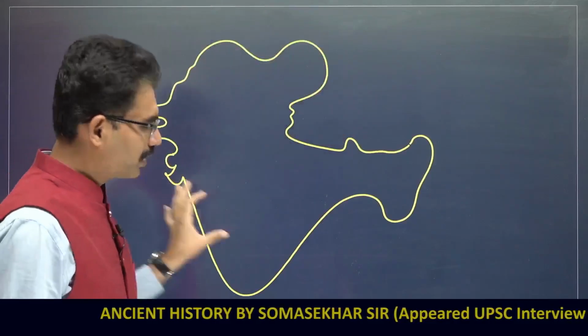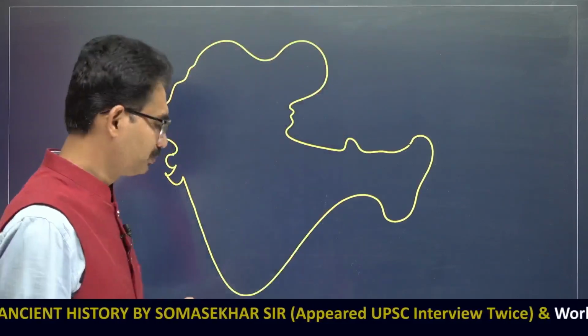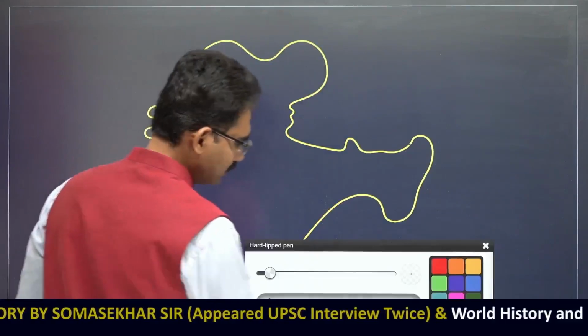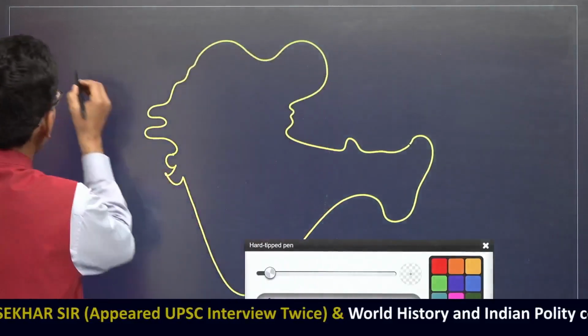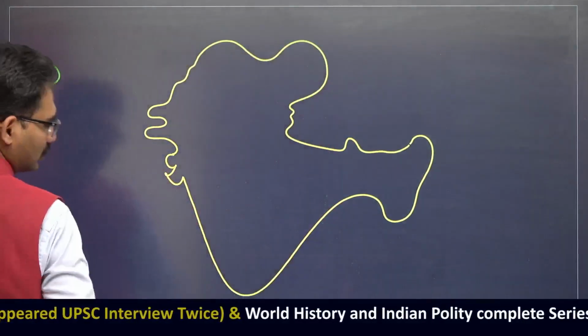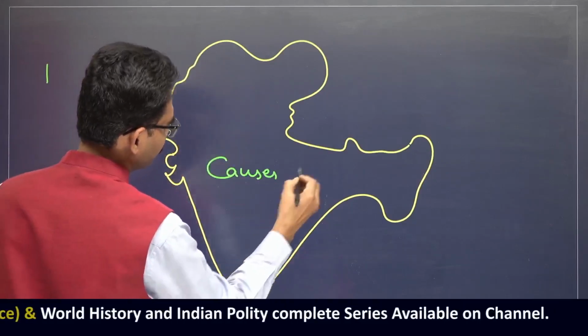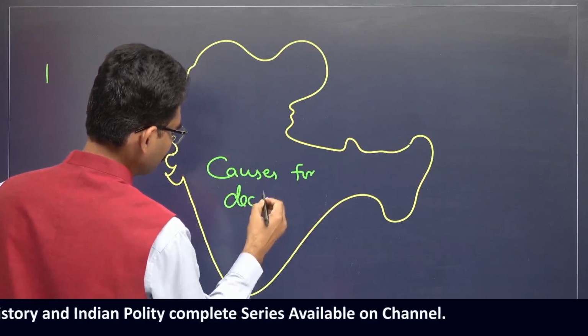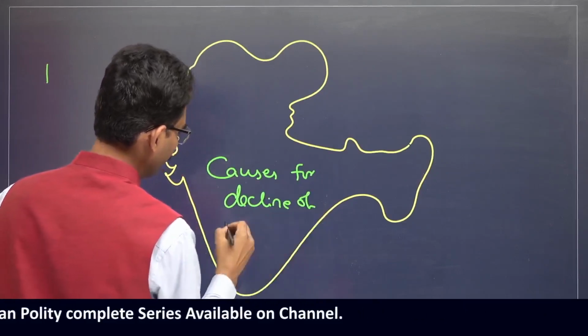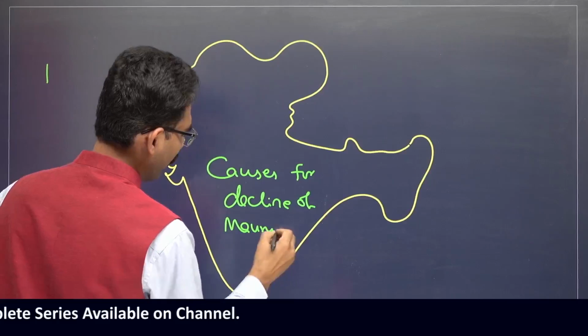Most of the Indian subcontinent was ruled by the Mauryans. Now, the first concept which we have to understand is what are the causes for the decline of the Mauryan Empire.